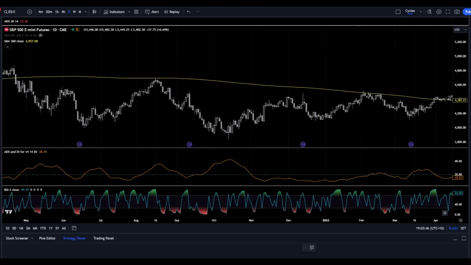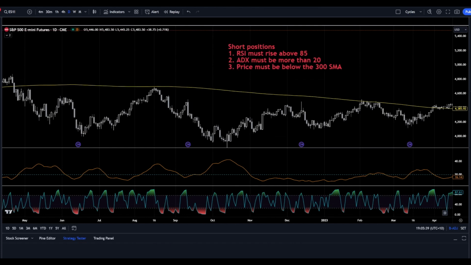So the indicator settings are quite simple. It's a 14-period ADX and a 2-period RSI. Now let's look at the trading rules. For short positions, the RSI must be above 85, the ADX must be more than 20, and price must be below a 300-period simple moving average, which is used as a filter.